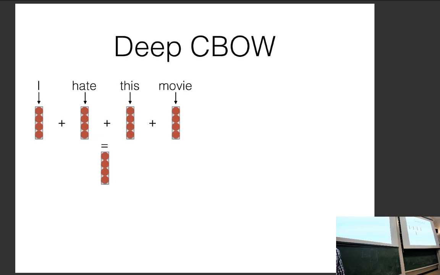And the way this works is by taking all of these embeddings, summing them together, and then running them through a few nonlinear transformations, where each nonlinear transformation takes the hidden vector, multiplies it by a weight matrix, adds a bias, and then does some sort of nonlinearity on top of it, something like a hyperbolic tangent.